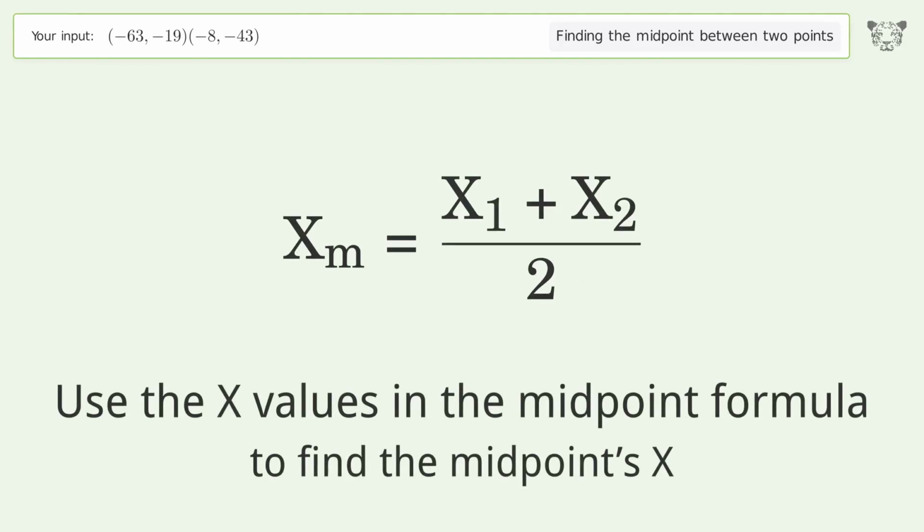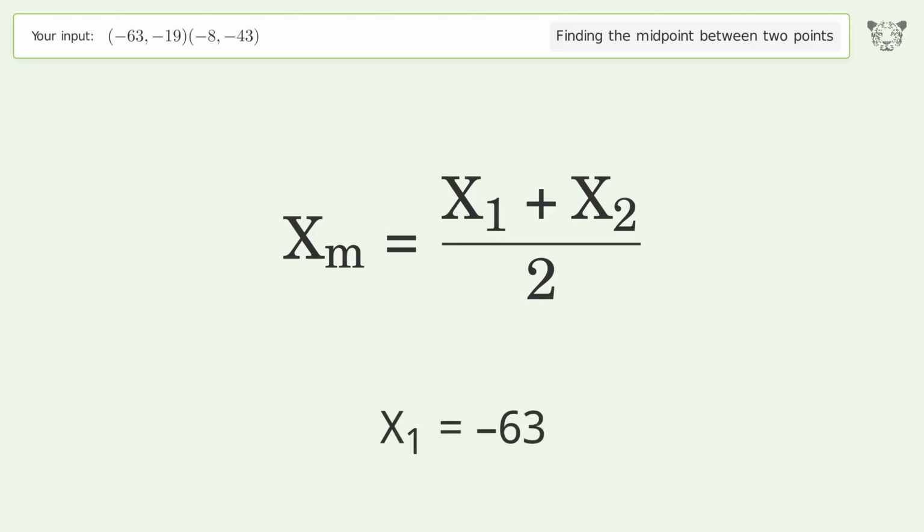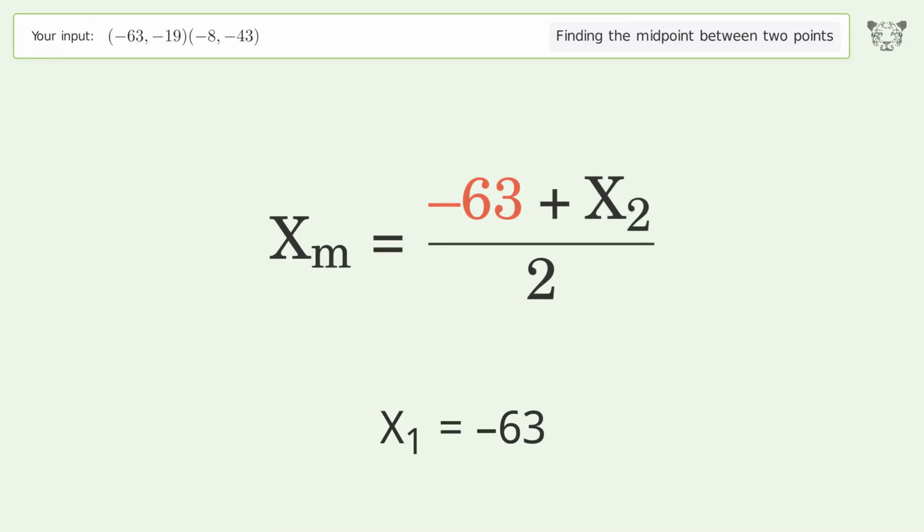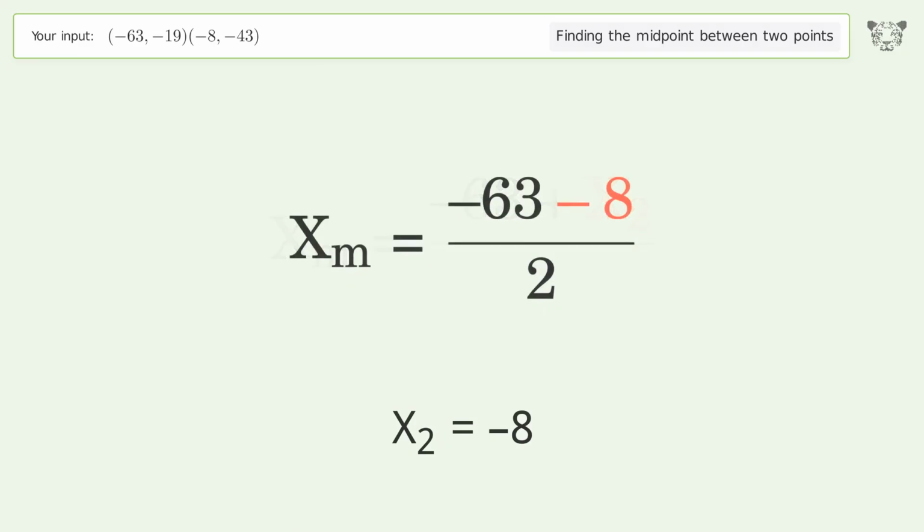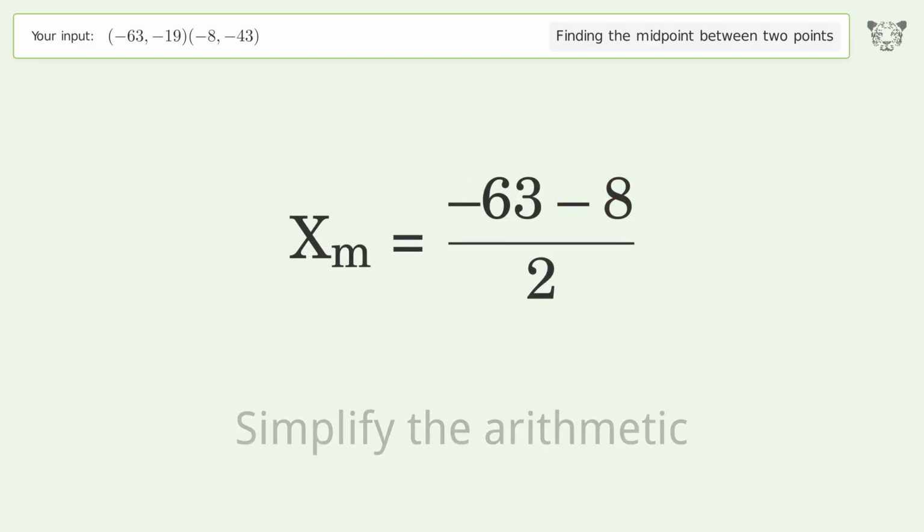Use the x values in the midpoint formula to find the midpoint's x. x1 equals -63. x2 equals -8. Simplify the arithmetic.